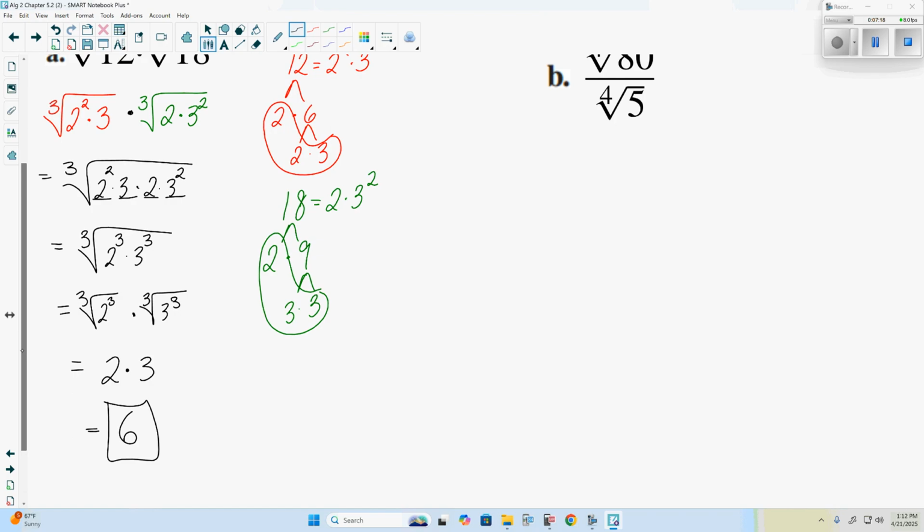So the whole goal is to find these perfect nth roots that we can pull out. So for cubed roots, we're looking for groups of 3 of that term. So 3 2's being multiplied together, or 3 3's being multiplied together. If it had been fourth roots, we'd be looking for groups of 4: 4 2's, 4 3's, 4 of whatever number being multiplied together, or variable. Well, here, the cubed root of 12 times the cubed root of 18 is 6.